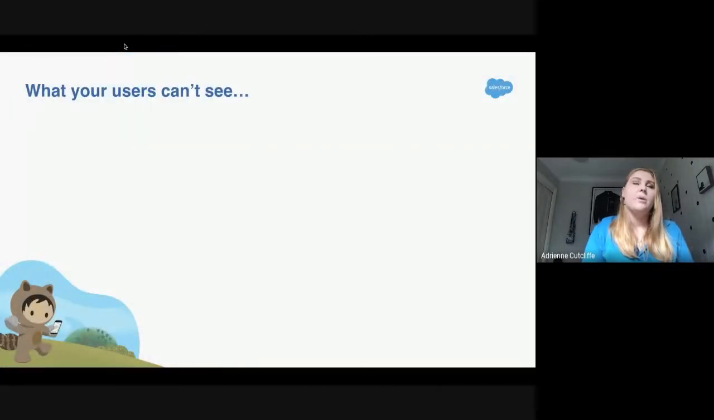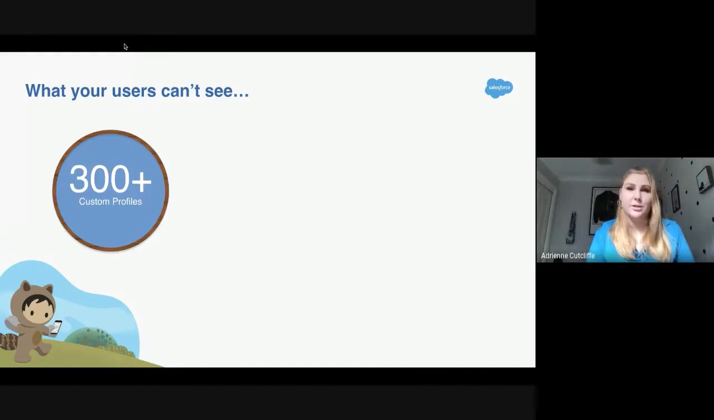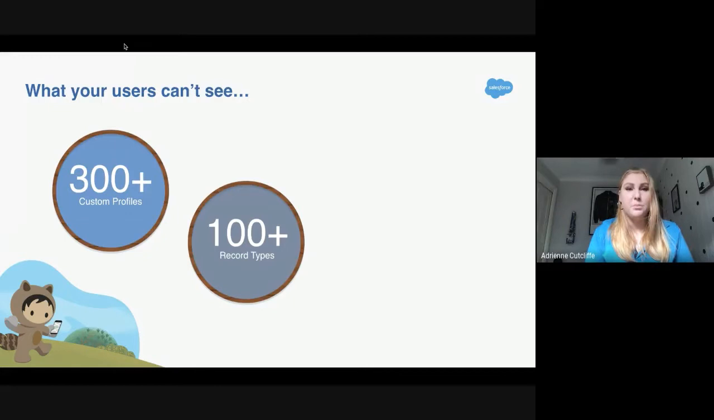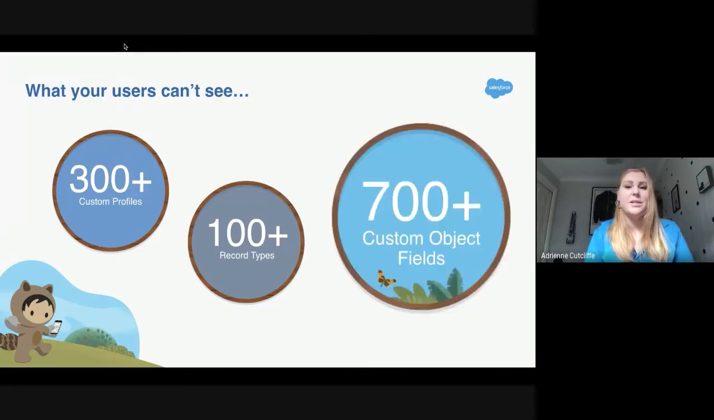So today I'm here to talk to you about how Lightning Actions can improve your experience, starting with what your users can't see. I've worked in a number of different orgs over the years. A lot of those have been pretty messy, but lucky for your users, they can't see those, including orgs that have over 300 custom profiles, over 100 record types per object, and over 700 custom fields. But like I've mentioned before, and I'll say it again, users can't see those, so don't stress.